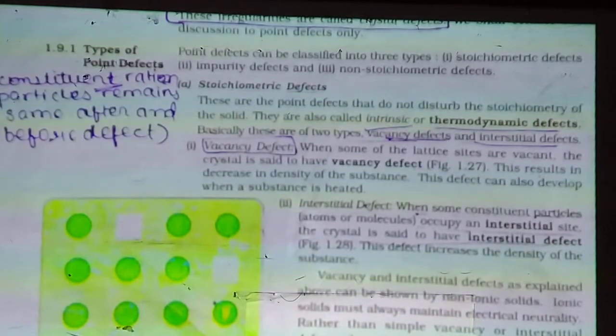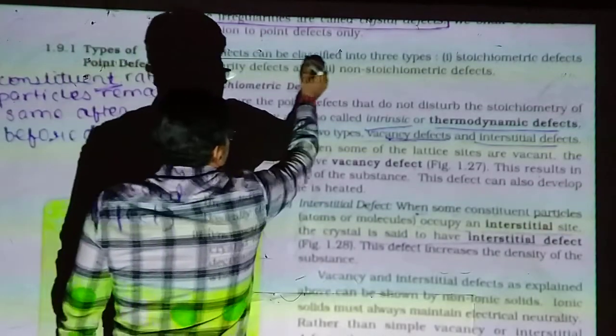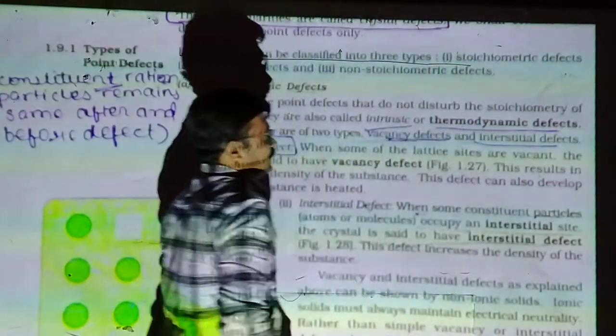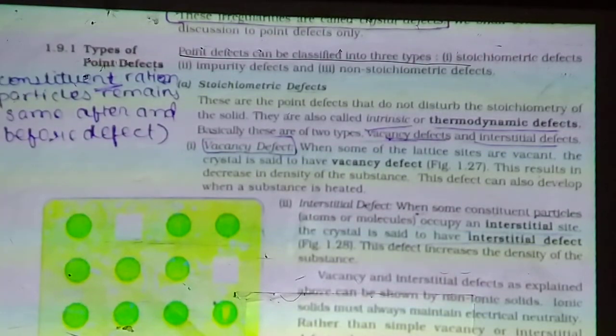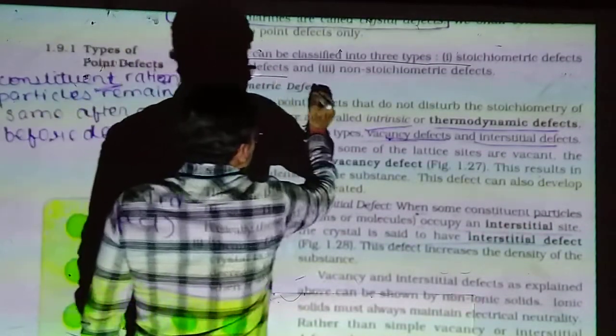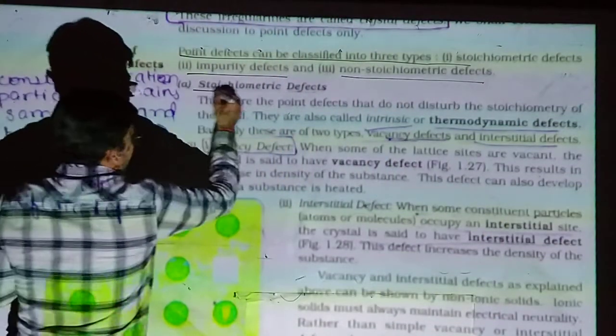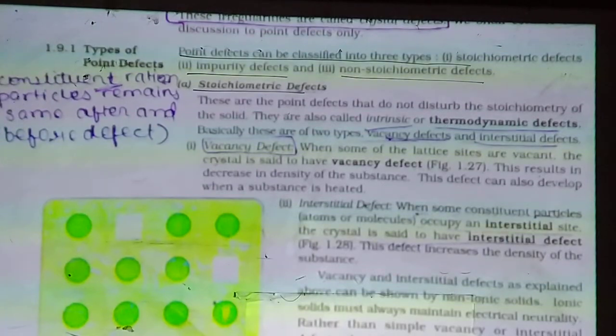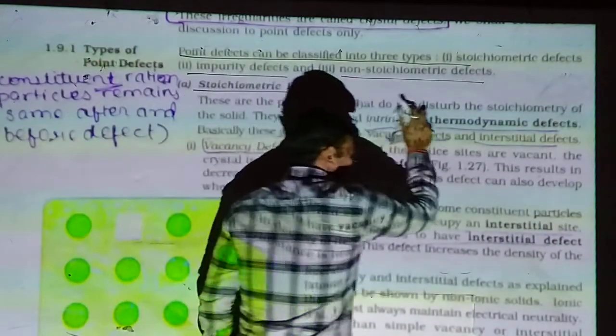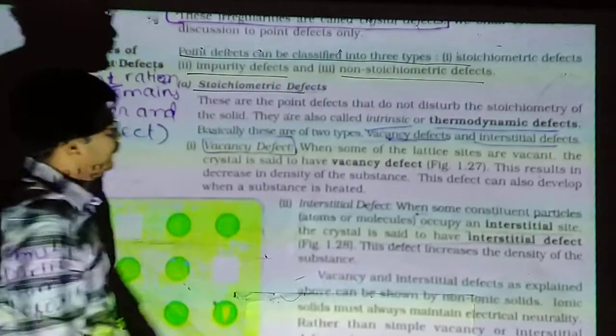Here we are in the types of point defects. Point defects can be classified into three types: stoichiometric defects, impurity defects and non-stoichiometric defects. First, we will discuss stoichiometric defect. Stoichiometric defect means the constituent particles ratio remains the same before defect and after defect.